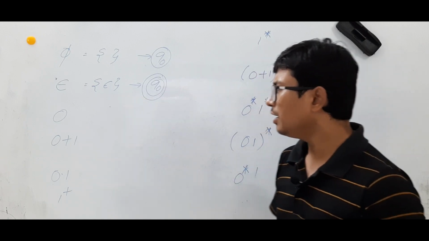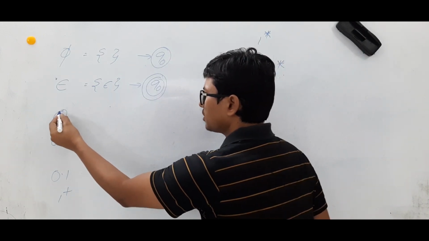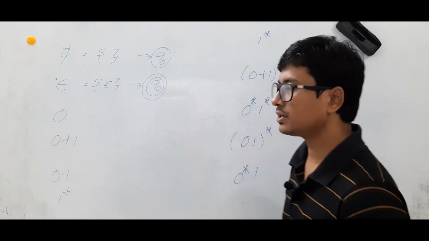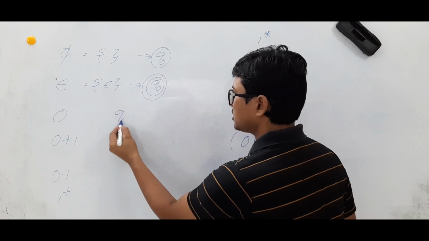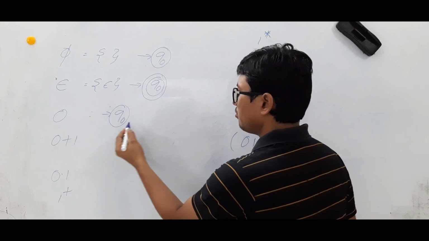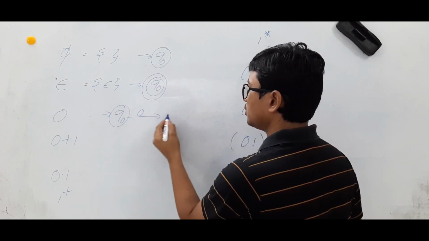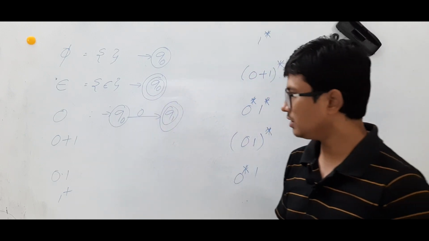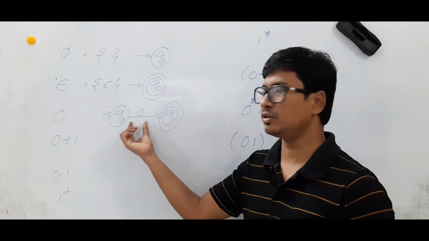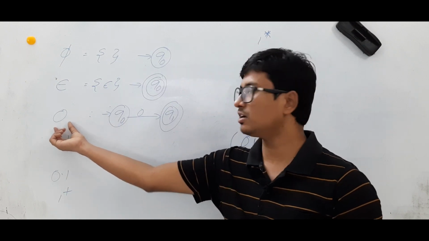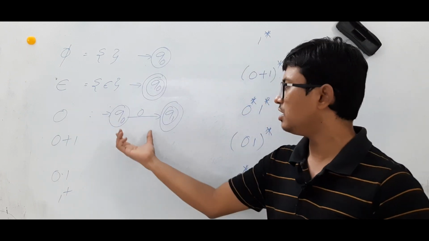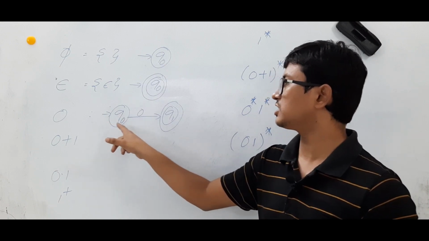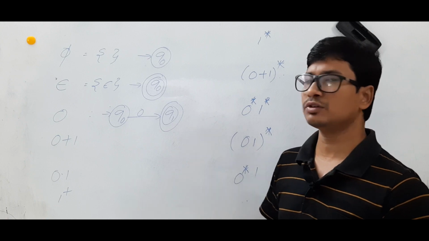Okay, now I want to discuss about the 0. We have a 0. How to do it? I will have an initial state q naught. From q naught on 0, I have to reach a final state. So it will accept the string called 0, because see, it is a finite language. So if we have a finite language, we can easily construct the finite automata. So from an initial state on taking 0, you are reaching to the final state.